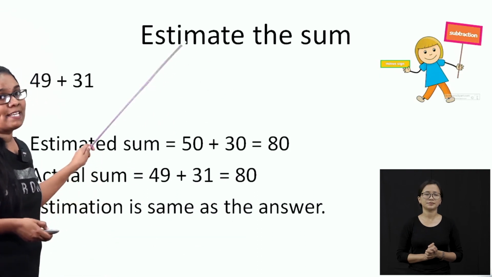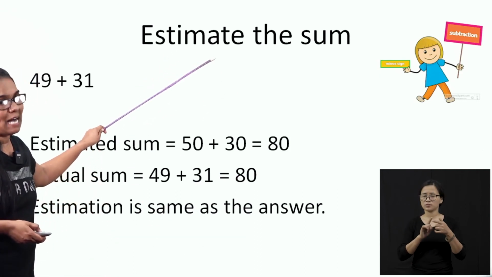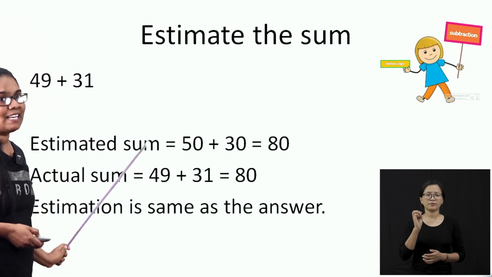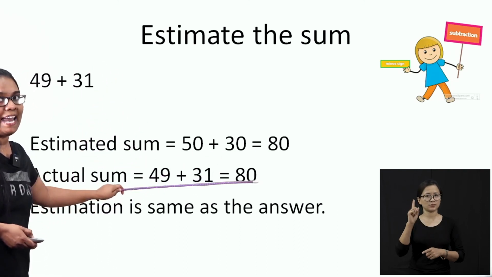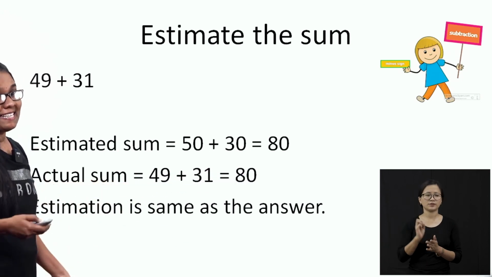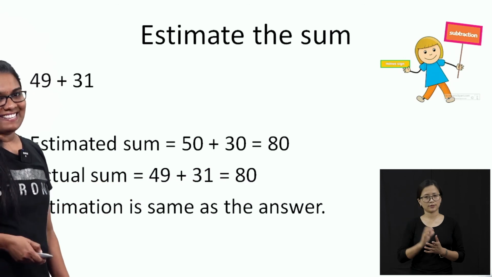We can do estimation also in the sum. 49 plus 31. Here the estimated sum is equal to 80 and the actual sum is equal to 80. Estimation is the same as the answer here.